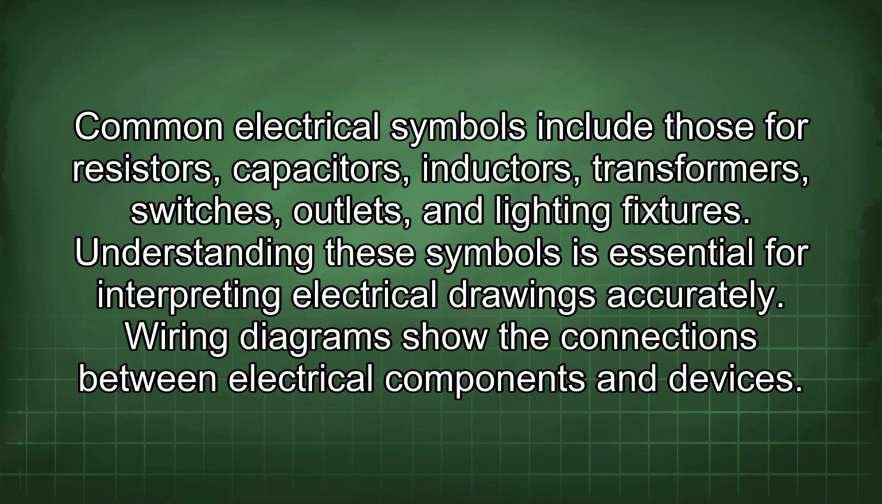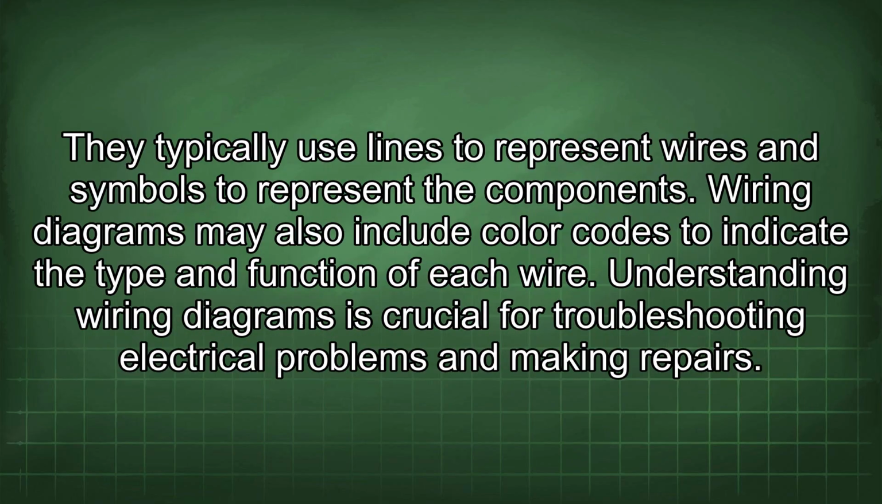Wiring diagrams show the connections between electrical components and devices. They typically use lines to represent wires and symbols to represent the components. Wiring diagrams may also include color codes to indicate the type and function of each wire. Understanding wiring diagrams is crucial for troubleshooting electrical problems and making repairs.